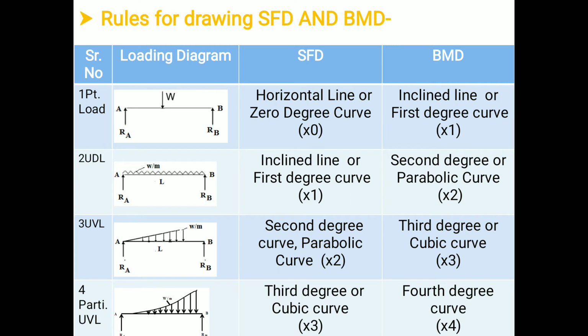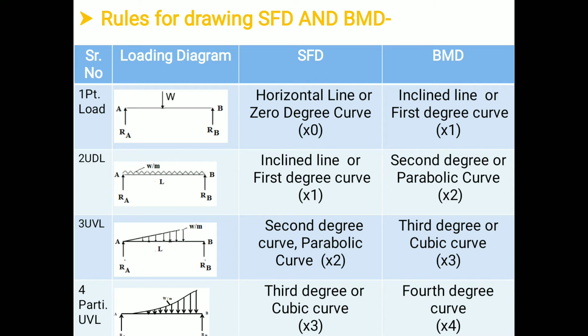Now we are going to discuss the rules for drawing the shear force diagram and bending moment diagram. Remember that the first rule is that shear force should be zero at its end. So at the support the shear force is always zero.